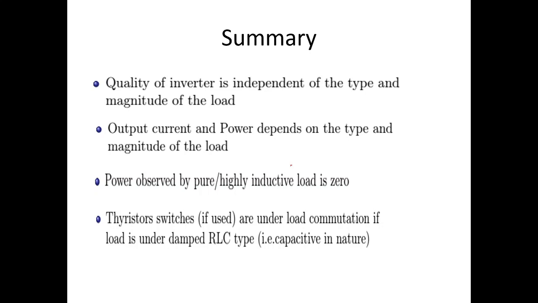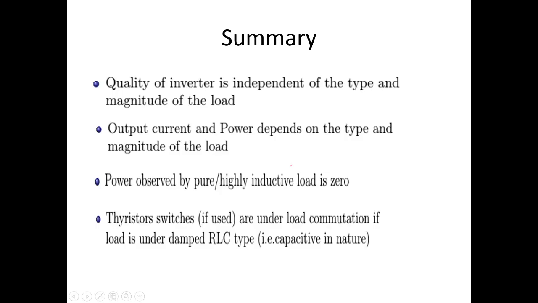Thyristor switches are under load commutation. If the load is underdamped in nature, and if thyristors are used for inverter realization, then there is a possibility of load commutation, in which case the commutation occurs naturally, but that is due to the nature of the load. So it is known as load commutation.